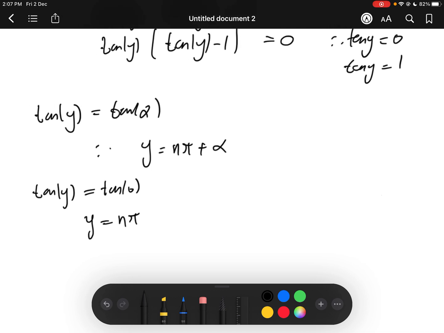Let's look at the case when tan y equals 1. So we can substitute 1 as tan pi over 4. So tan y equals tan pi over 4. So the general solution in this case would be y equals n pi plus pi over 4.